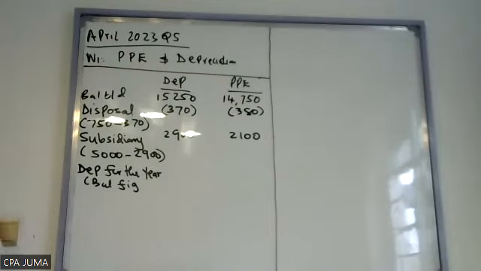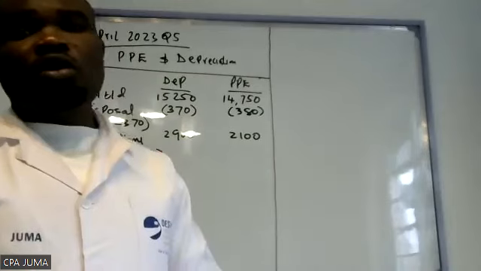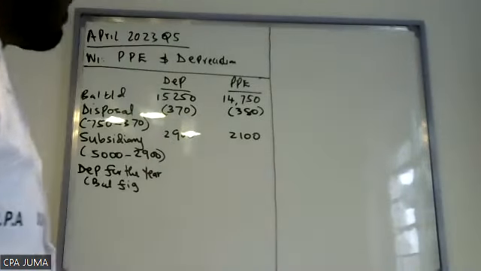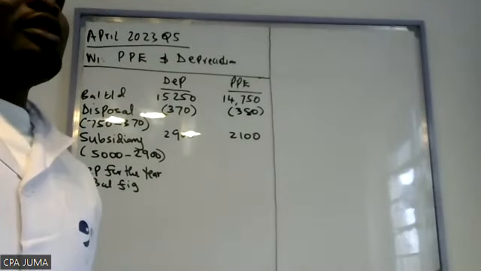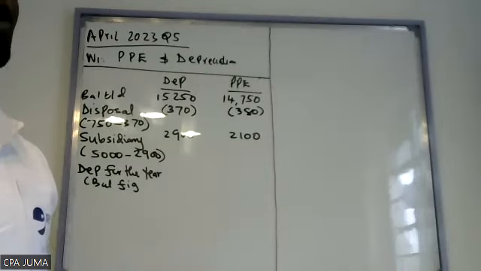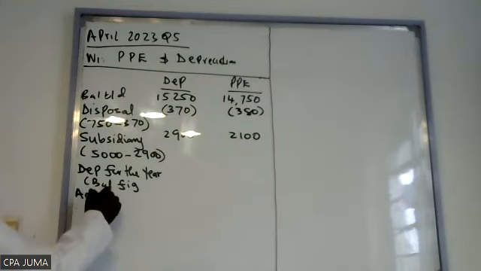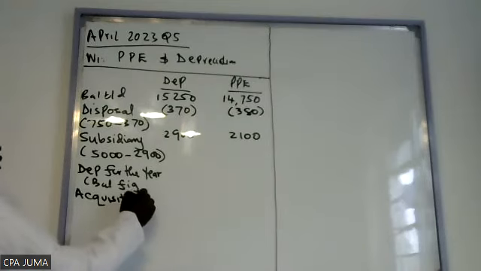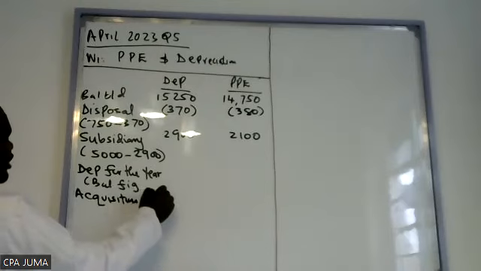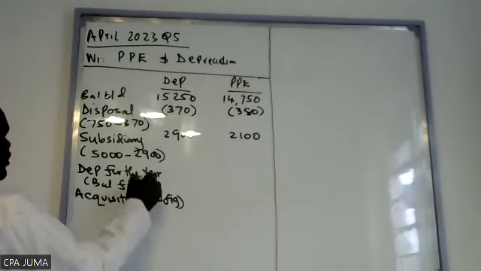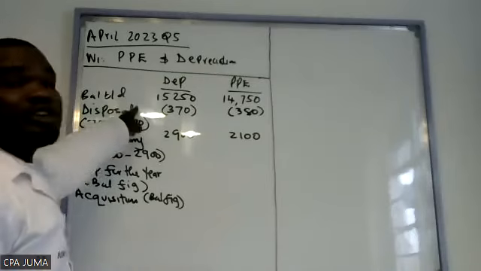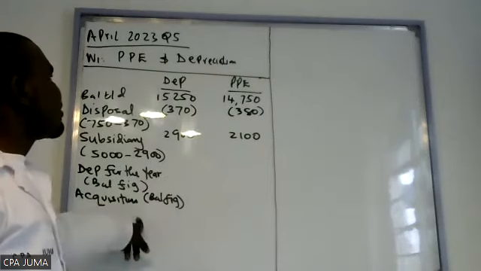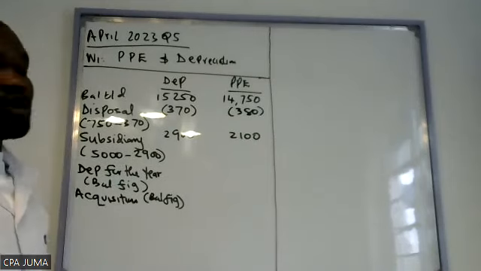Then in note number 1, we saw that already there was disposal. So from there you can tell, you don't wait to be told, that your balancing figure is going to be acquisition. Acquisition, also balancing figure. Acquisition, because already we had disposal. When you have disposal, your balancing figure will be acquisition. If we had acquisition, then we were looking for disposal.